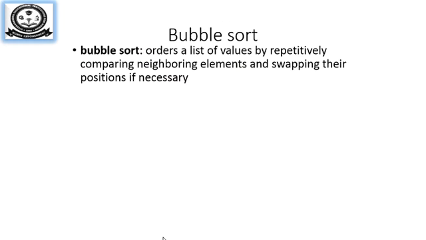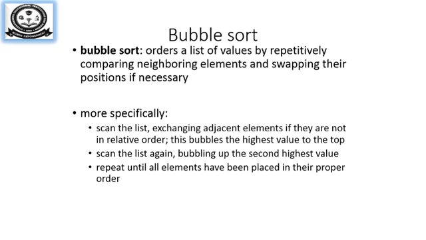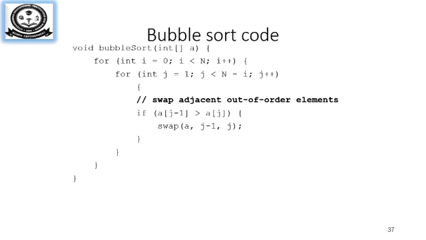Bubble sort sorts a list of values by repeatedly comparing neighboring elements and swapping their positions if necessary. Simply, we will try to find either the largest element or the smallest element, and we will push it to one end of the list. It's based on our way of writing the code. If you want ascending order, you will push the largest element to one end of the list, that is, to the bottom. Or if you want descending order, you will push the smallest element to the bottom of the list. We'll see the code, and you will understand how easily it is done.